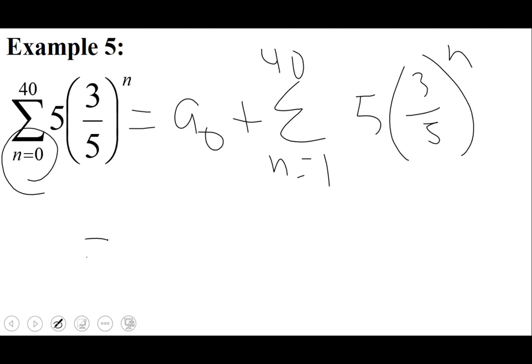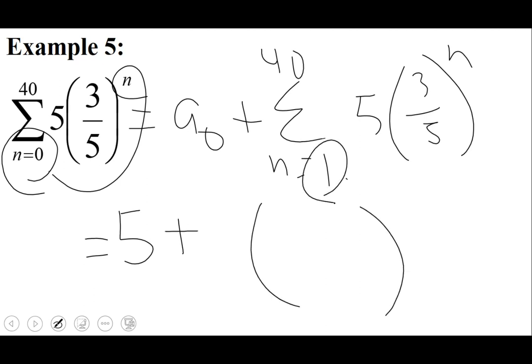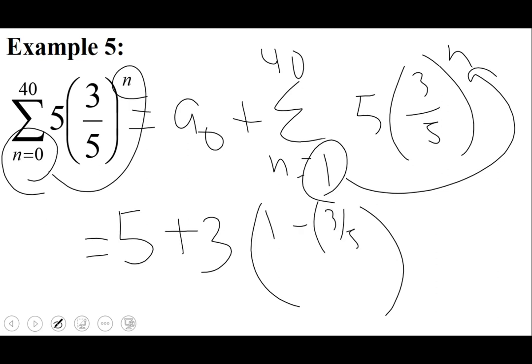So a sub 0 means what you get when you plug in 0. So if you plug in 0, you get 3/5 to the 0, which is 1, times 5 is 5. Then from 1 to 40, you are adding up 40 things. So you are going to start by finding what you get when you plug in 1. 3/5 to the first is 3/5, times 5 is 3. So 1 minus the common ratio, which is 3/5 to the 40th, divided by 1 minus 3/5.